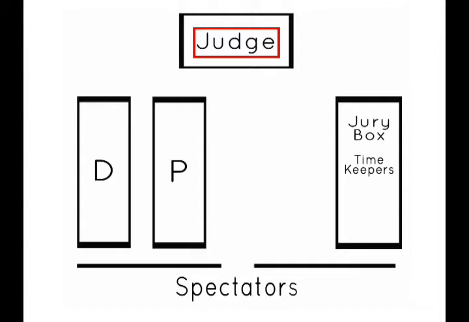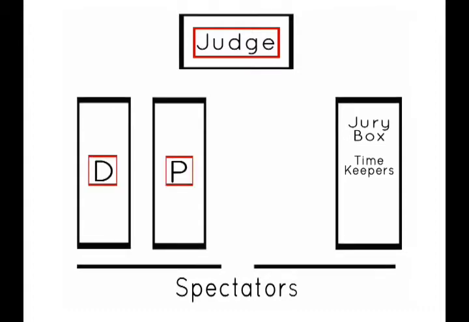You will notice that there is also counsel table. Normally the plaintiff sits closest to the jury box and the defendant sits further away. And then you have the jury box. You'll notice that there are 2 X's in the jury box, and that is where the timekeeper should sit.